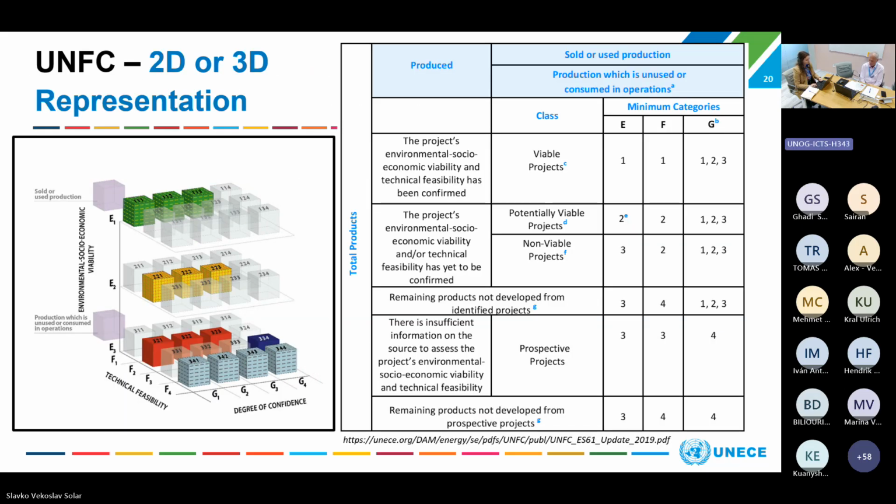These 3 dimensions would go also into a 2-dimensional table, which would say what are the viable, potentially viable, and not viable projects, where you would have the minimum number or a set or a level of categories. For viable would be E, F1, 1, and the G would be 1, 2, and 3, while the potentially will be 2, and non-viable would be 3 in a very, very general way.